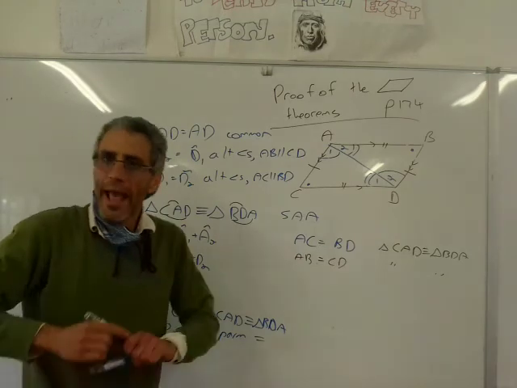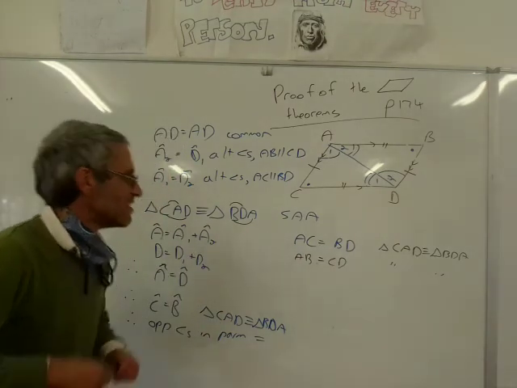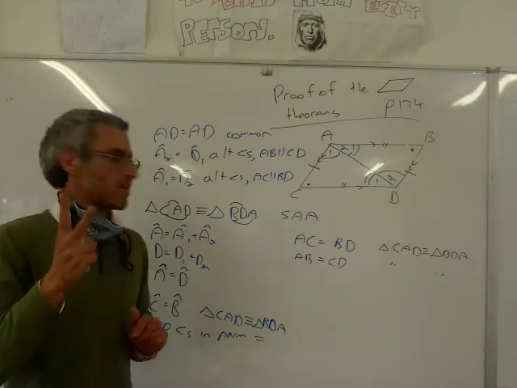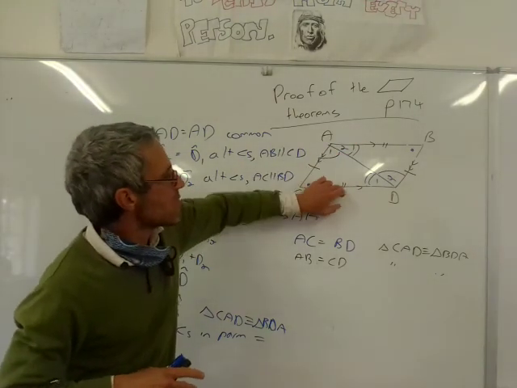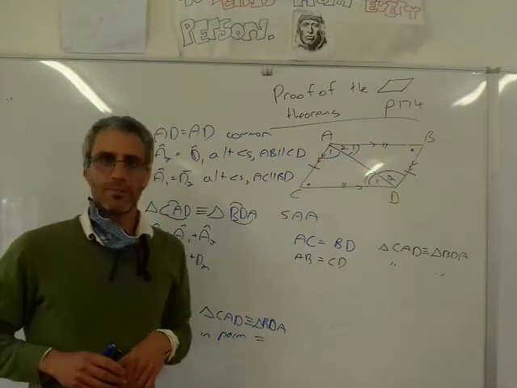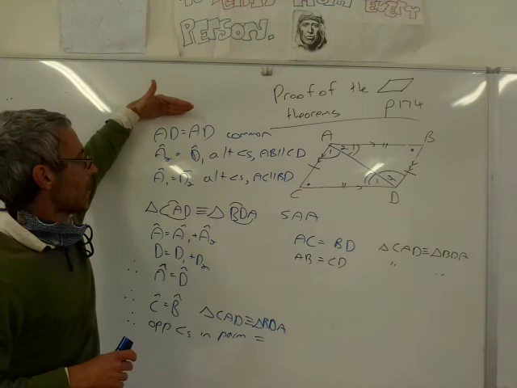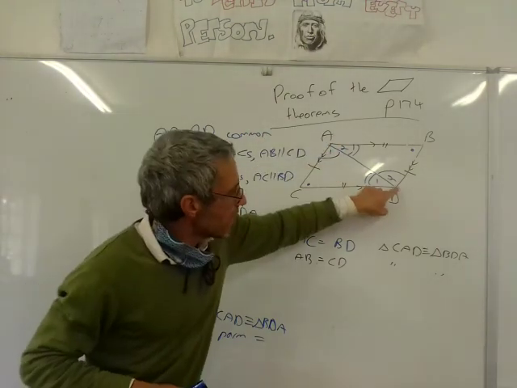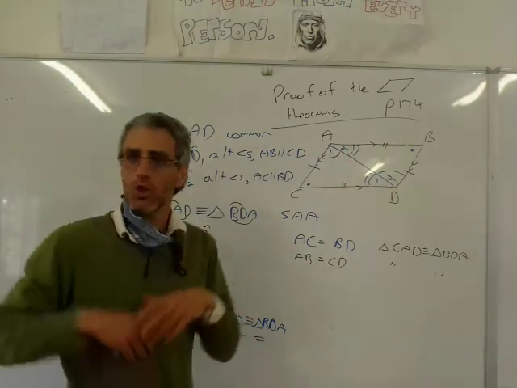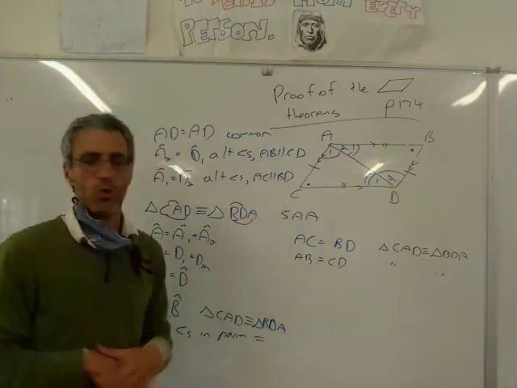So my aim, just to finish up this video, was to show two things. That opposite sides are equal and opposite angles are equal in a parallelogram. I started with a parallelogram, I drew that diagonal, showed that these two triangles are congruent, and from that I proved all those things.